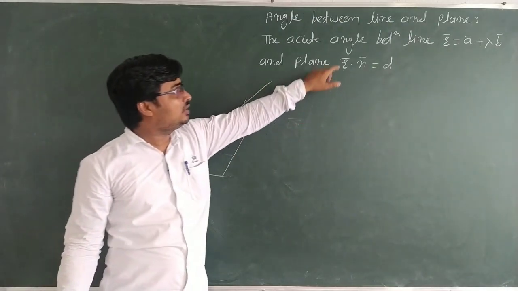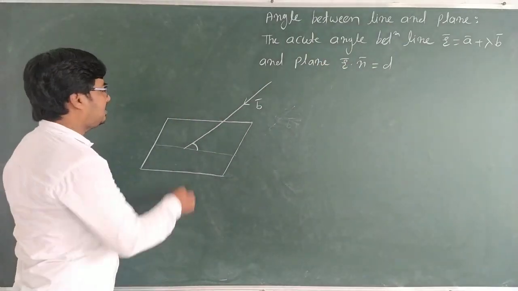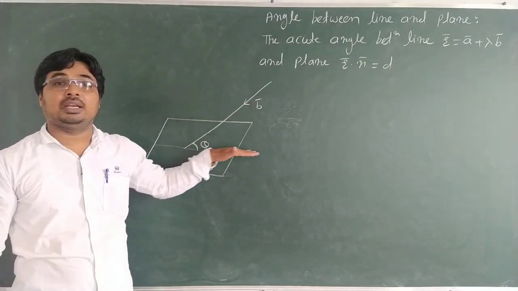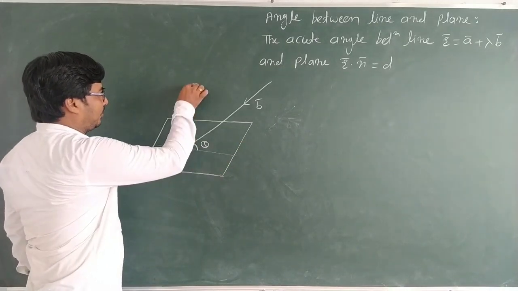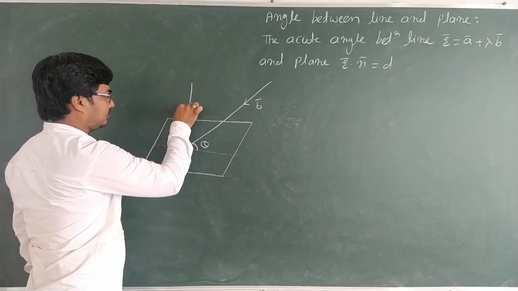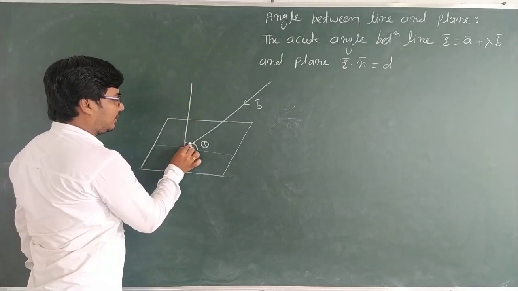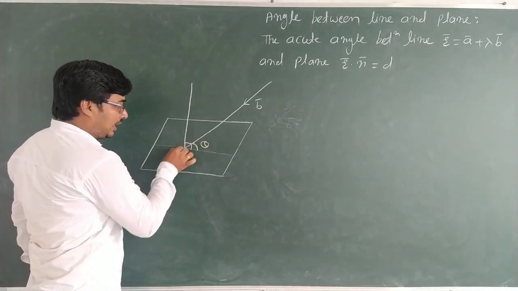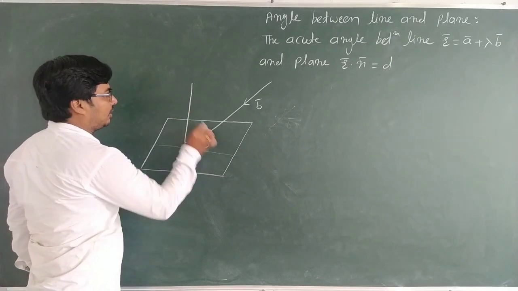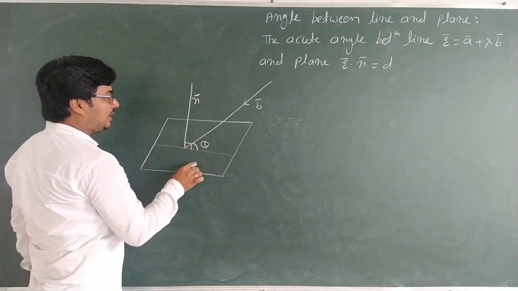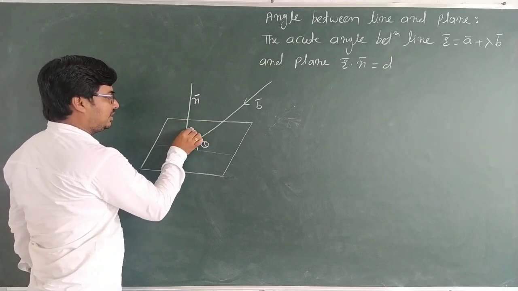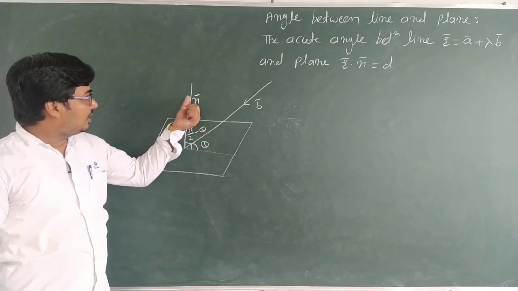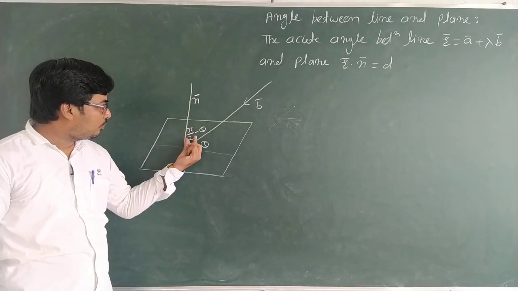Now in the plane there is one vector, that is n bar, but n bar is perpendicular to the plane. We want to find the angle between line and plane. Here it is a normal, perpendicular to the plane. Angle between line and plane, it is theta. Angle between normal and plane, it is 90. Therefore angle between line and normal, it is pi by 2 minus theta. See carefully this. Angle between normal and line, it is pi by 2 minus theta.